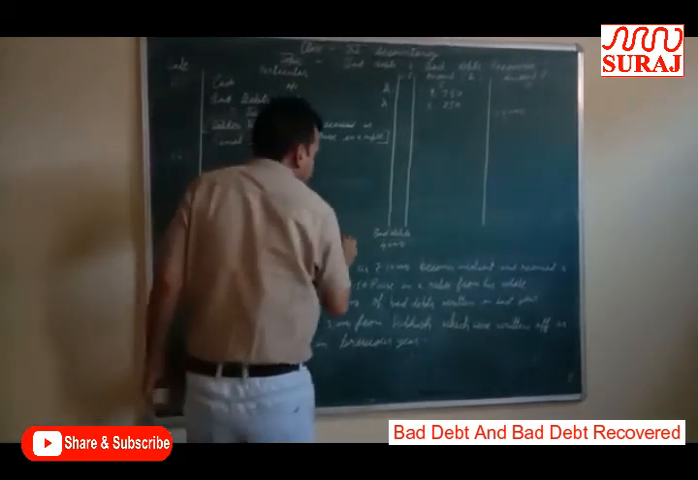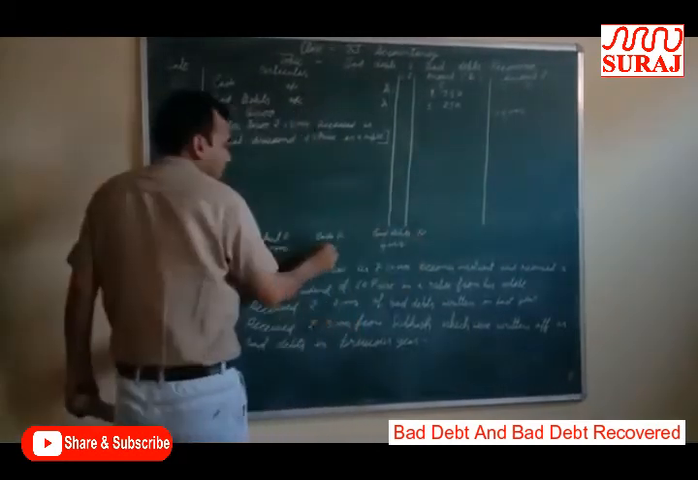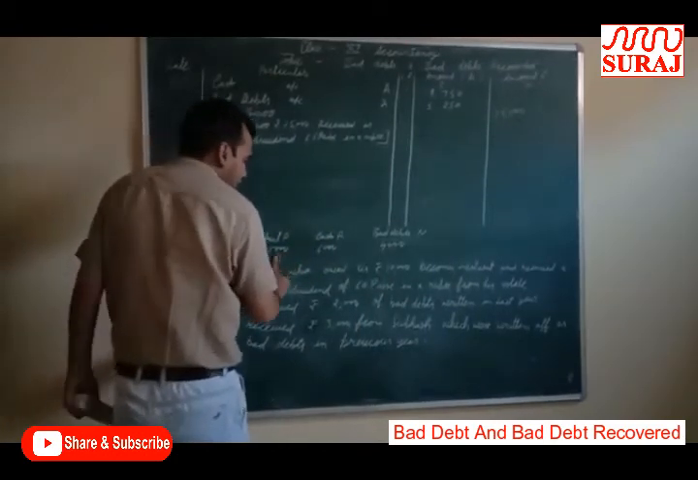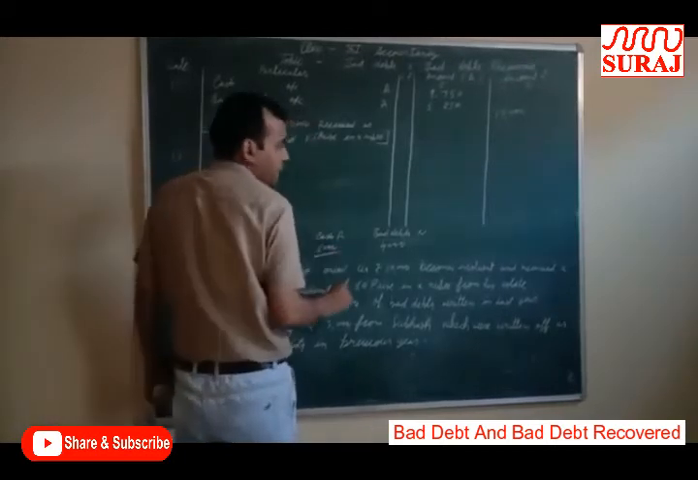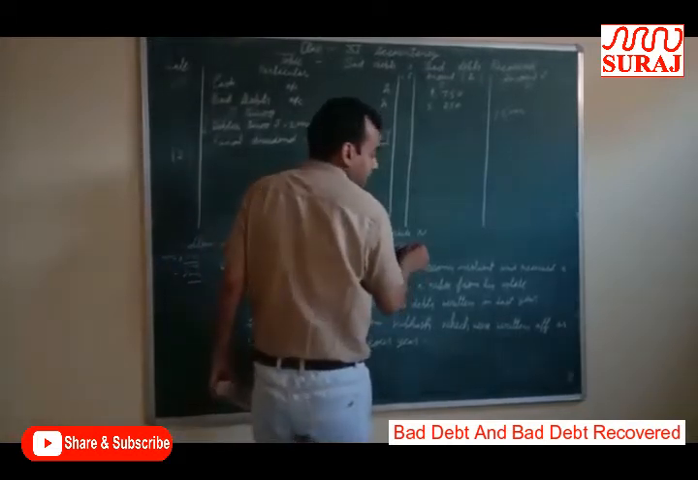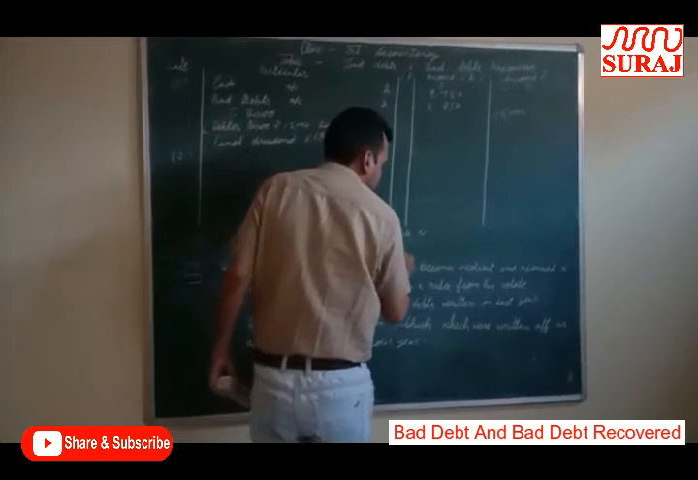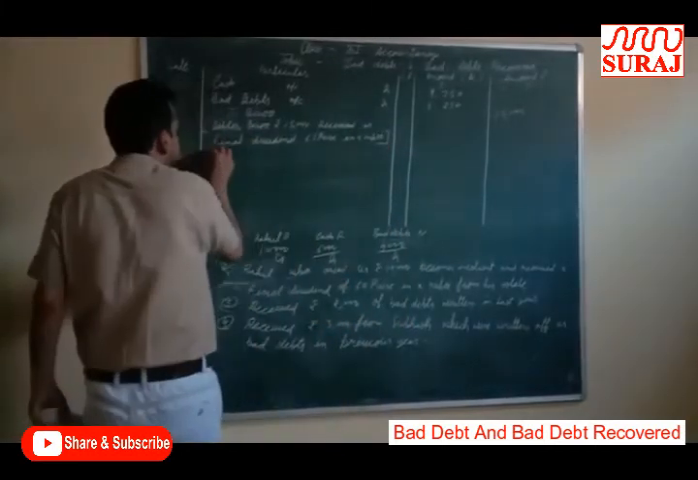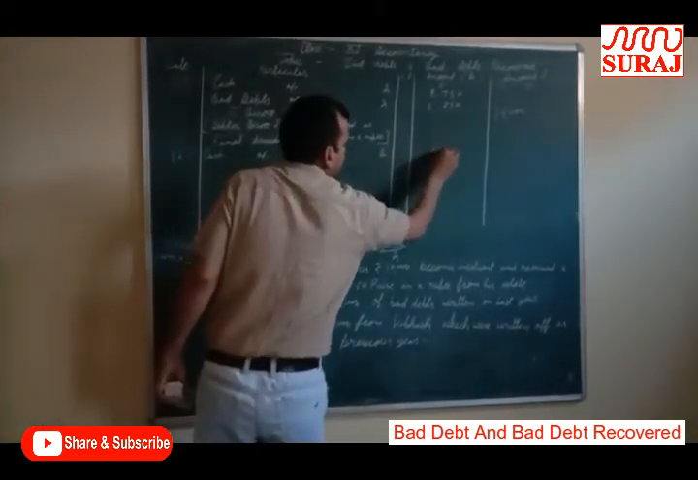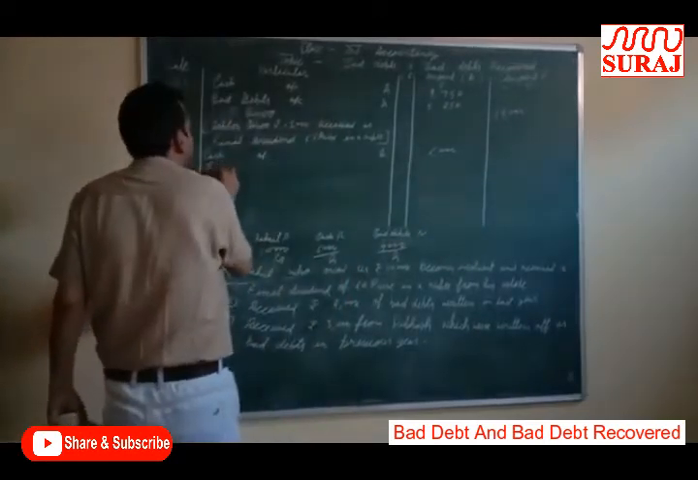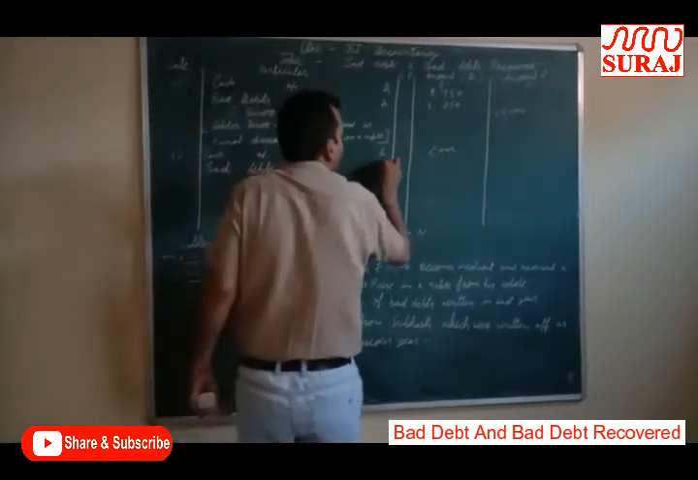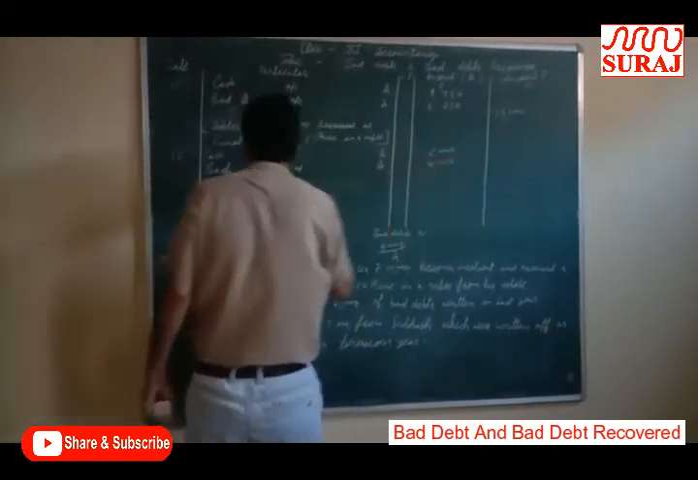Rahul personal, cash real, bad debts nominal. Rahul personal: debit the receiver, credit the giver. Rahul is the giver, so Rahul will be credited. Cash real: debit what comes in, credit what goes out. Cash comes into the business, so debit. Bad debts nominal: debit expenses and losses, credit income and gains. Bad debts is a loss, so debit. Cash account debit 6,000. Bad debts account debit 4,000, to Rahul 10,000.